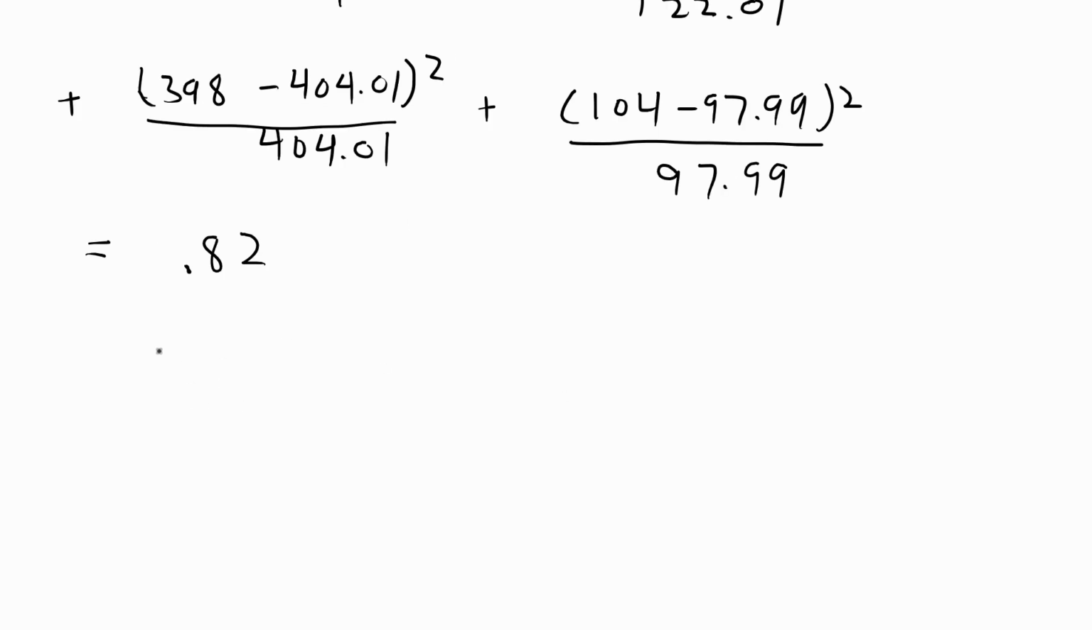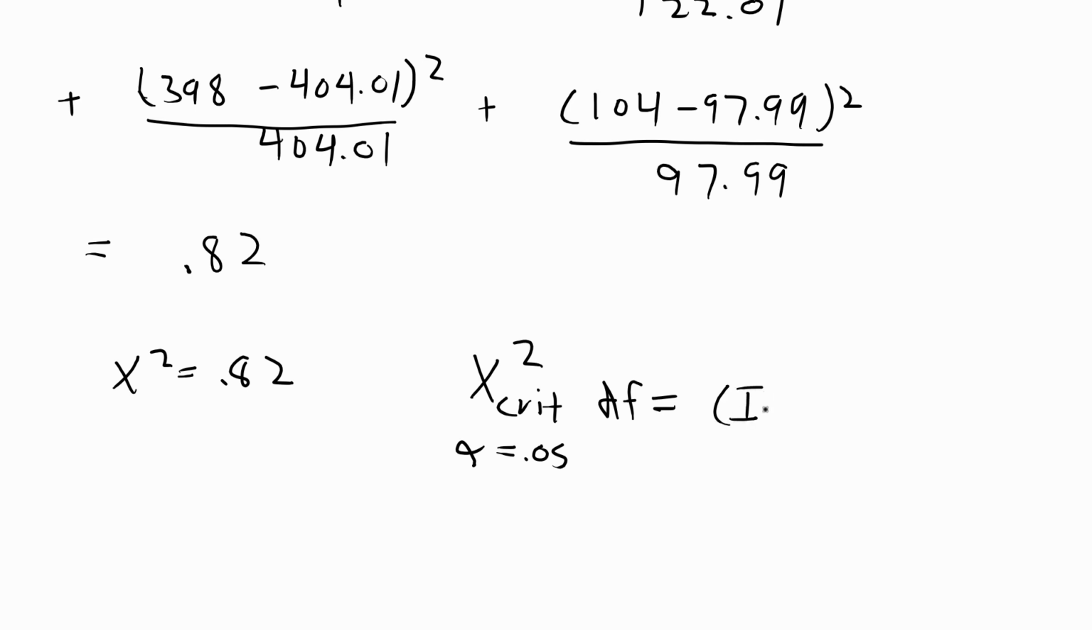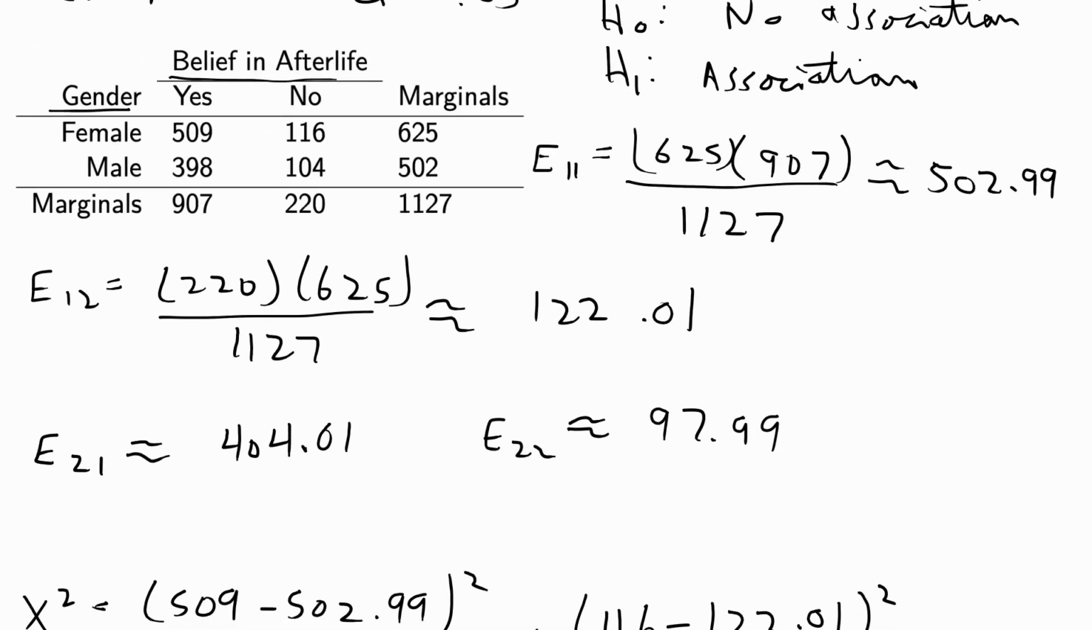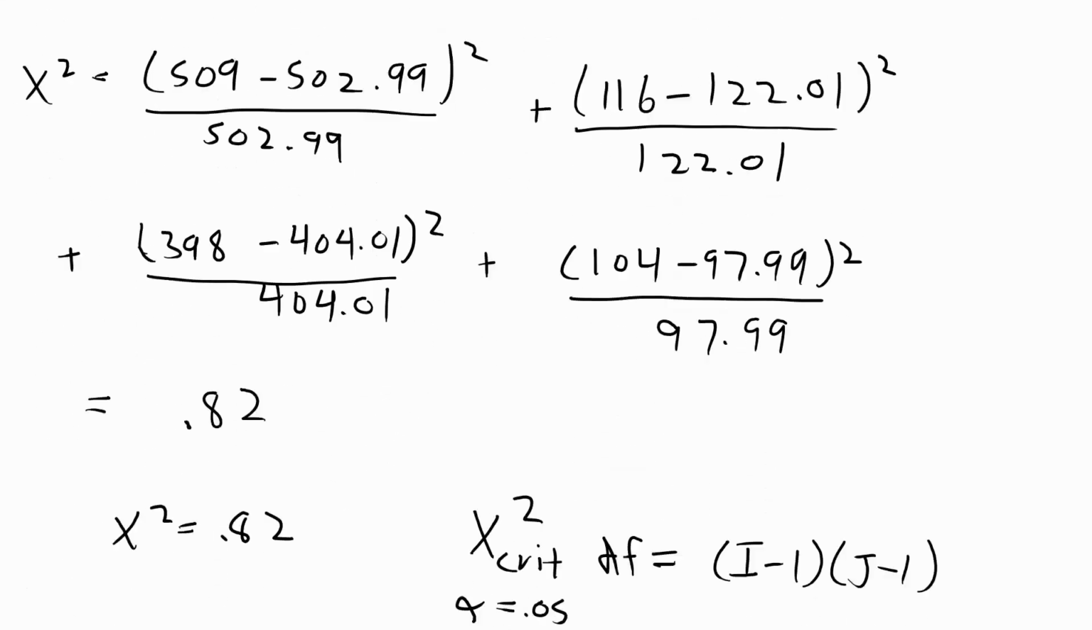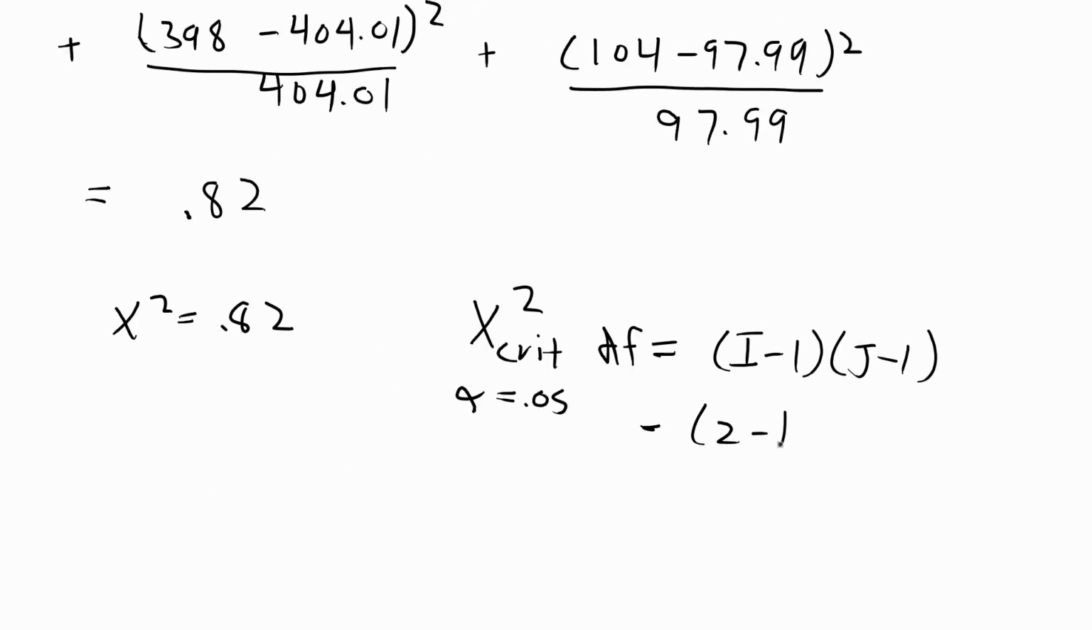So I now have my chi-square test statistic, which is 0.82, and I need to compare that to a chi-squared critical value at alpha equal to 0.05. And the degrees of freedom for my critical value is going to be equal to capital I minus 1 times J minus 1. So I and J refer to the number of factor levels in the 2 categorical variables. So in both cases, we have 2 factor levels for each variable. So that's going to be equal to 2 minus 1 times 2 minus 1, which is just equal to 1.